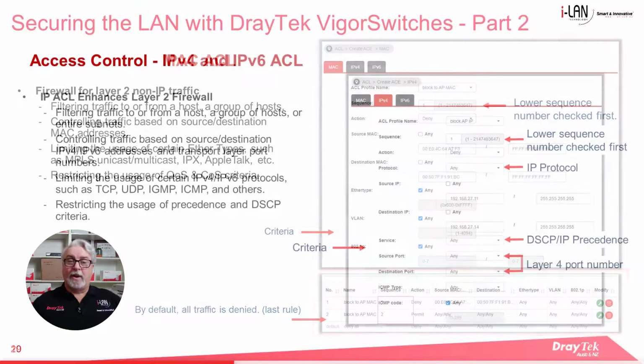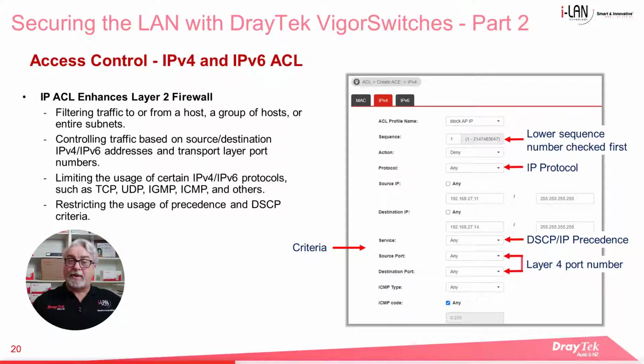In the example shown here at the bottom, we have 2 rules, with rule 2 being the last rule to block all. Here we have the IPv4 access control configuration page in the switch. As mentioned earlier, it's used to filter traffic to or from a host or a group of hosts or entire subnets.